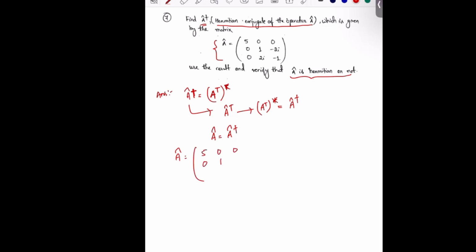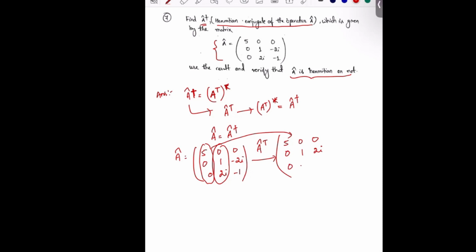These matrices are simple. You can easily find the transpose. So first take the transpose. In the transpose, the row vector becomes a column vector and the column becomes a row vector. So now this whole column will become a row here: 5, 0, 0. This one will become the second row: 0, 1, 2y. And the third one will be 0, -2y and -1.